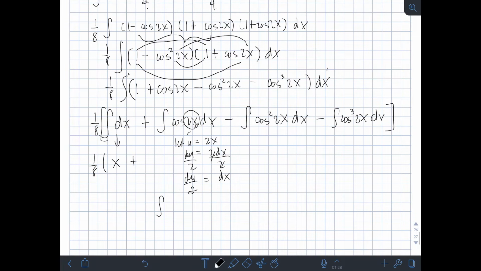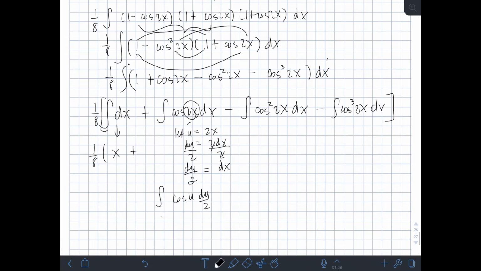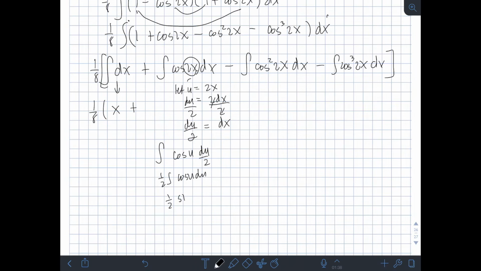So, therefore, equal to sa integral ng cos u du over 2. Or 1/2 integral ng cos u du. Integral ng cosine is what? 1/2 sine u. So, ibalik natin ngayon itong u. In terms of 2x, we have 1/2 sine 2x.